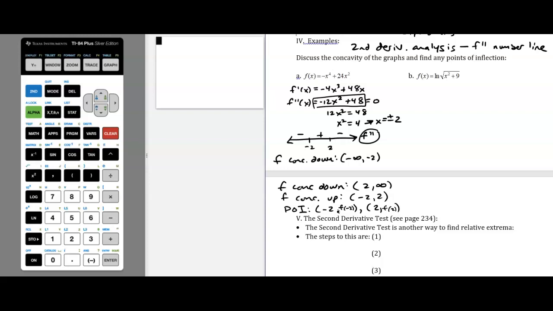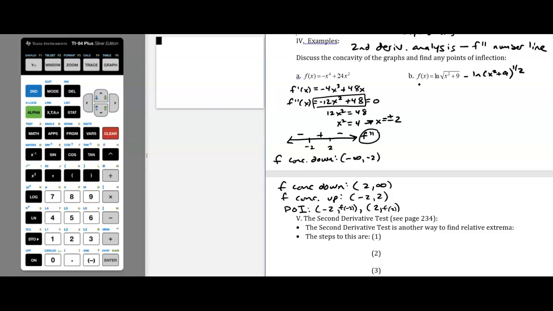Okay, second example. And what do you know? We've got a log, or a natural log, so what we should do is probably use properties of logs because we're going to be doing some derivatives. I always try to make these a little bit easier to work with. And I could write that to the 1/2 power.